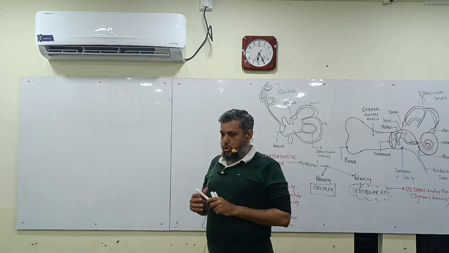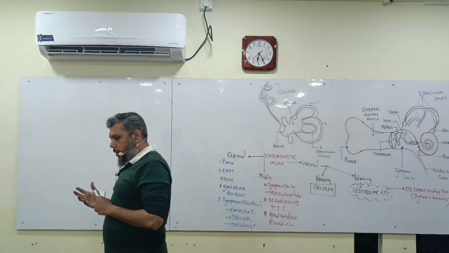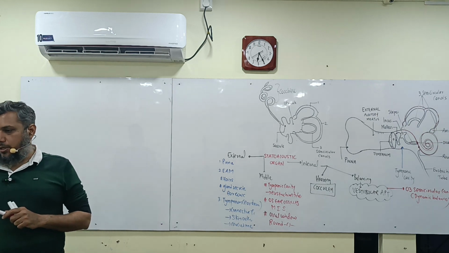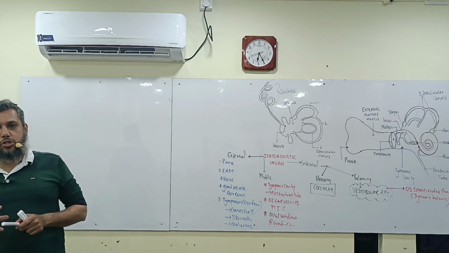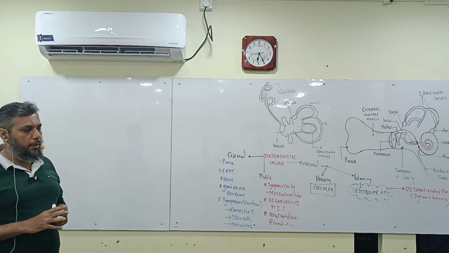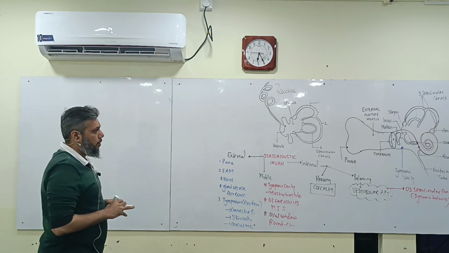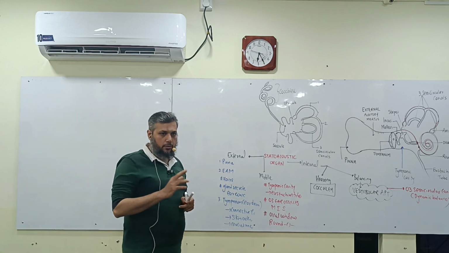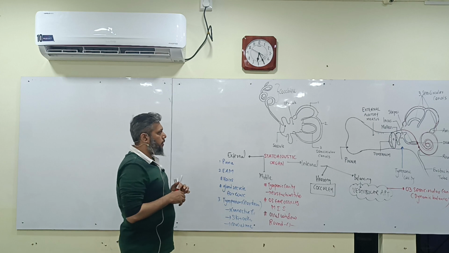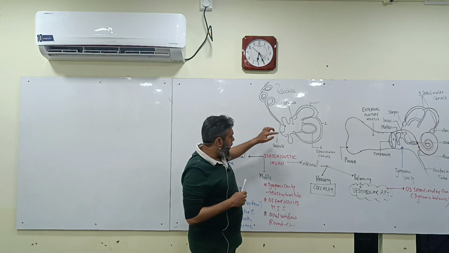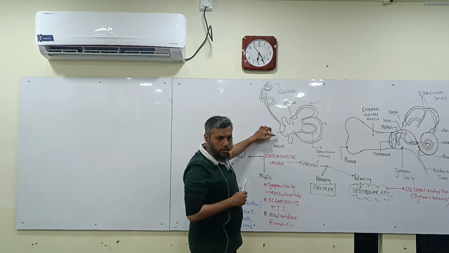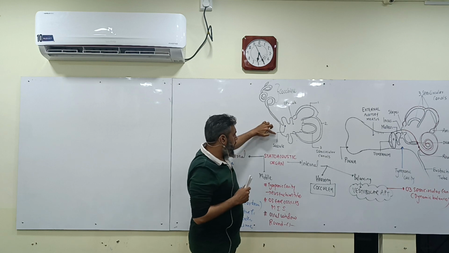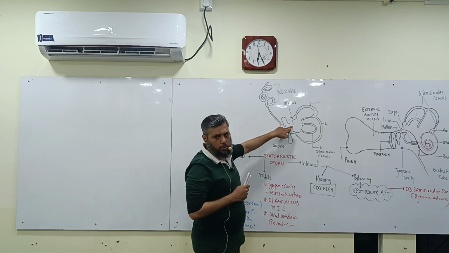Okay, so who is responsible for maintaining the body balance? The vestibular apparatus. Which part of vestibular apparatus helps you to maintain your dynamic balance? The three semicircular canals. Other than that, each ear has got one saccule, one utricule.